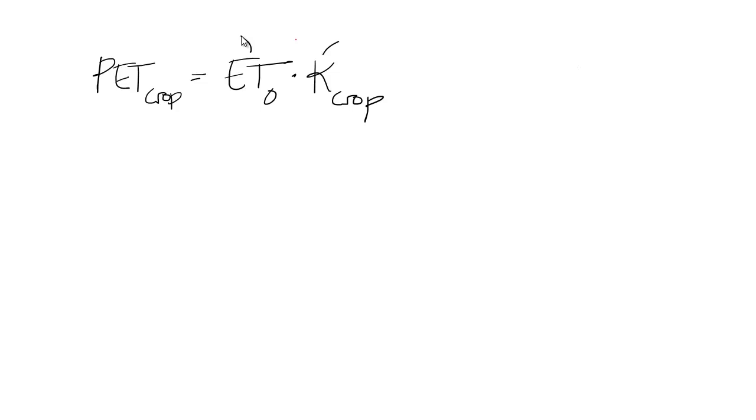In our case, we have a very specific task. We want to calculate the PET for avocados in Homestead, Florida in February. And we're going to do that by first looking up the reference ET in Homestead in Florida and then multiplying that by the crop coefficient for avocados in Florida.